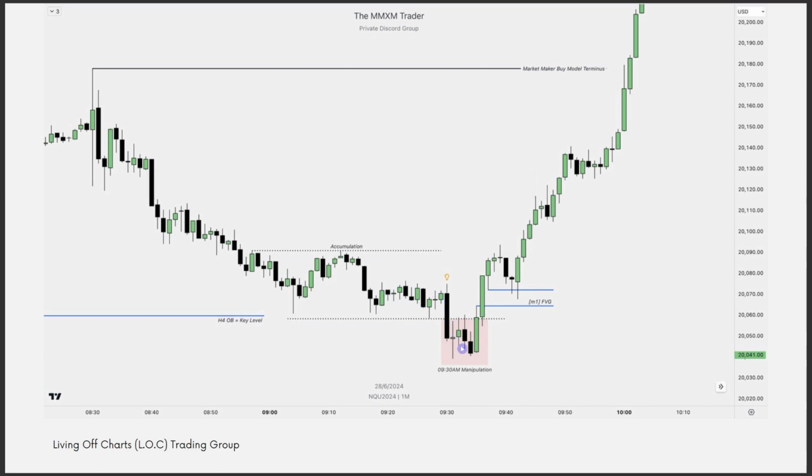Now price manipulates down lower, causes a reversal into that key level, and then expands up higher, and we leave a fair value gap behind. Break of structure, and now we can use this level for a long setup. Then at the end we complete the market maker buy model, and that entire IPDA market cycle was completed as well.